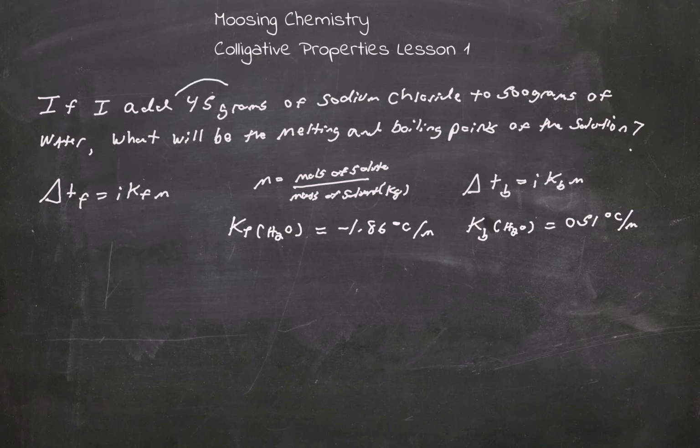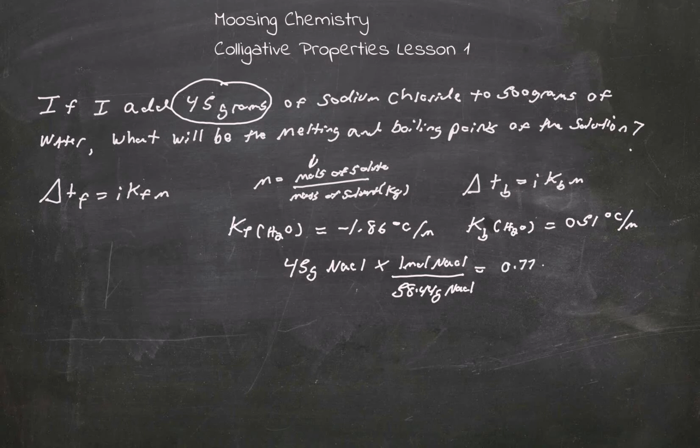Oh, look, we have 45 grams, and we need moles. So we have to turn grams into moles. We have to do that first. So we go 45 grams of NaCl times 1 mole of NaCl, and we learned this way back when we were doing stoichiometry, divided by the molar mass of NaCl. Now the molar mass of NaCl, remember, is 58.44 grams. So that's going to give us an answer of 0.77 moles of NaCl.